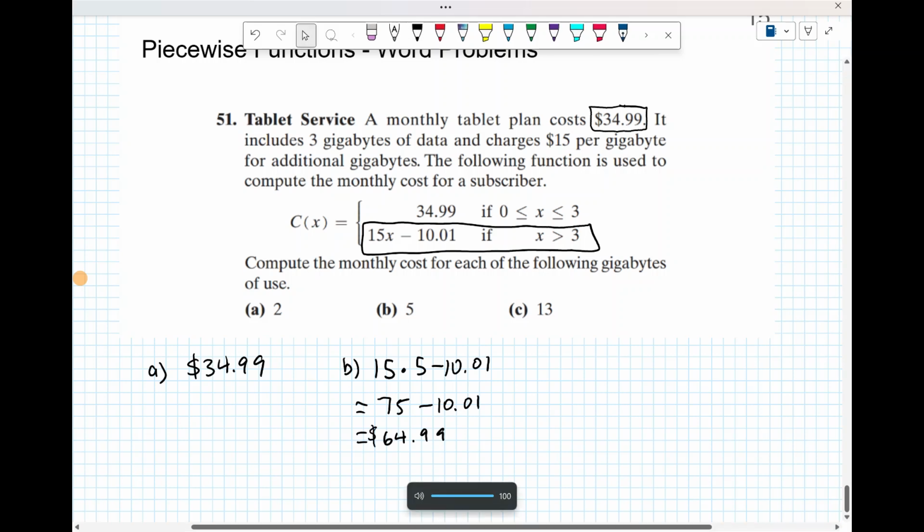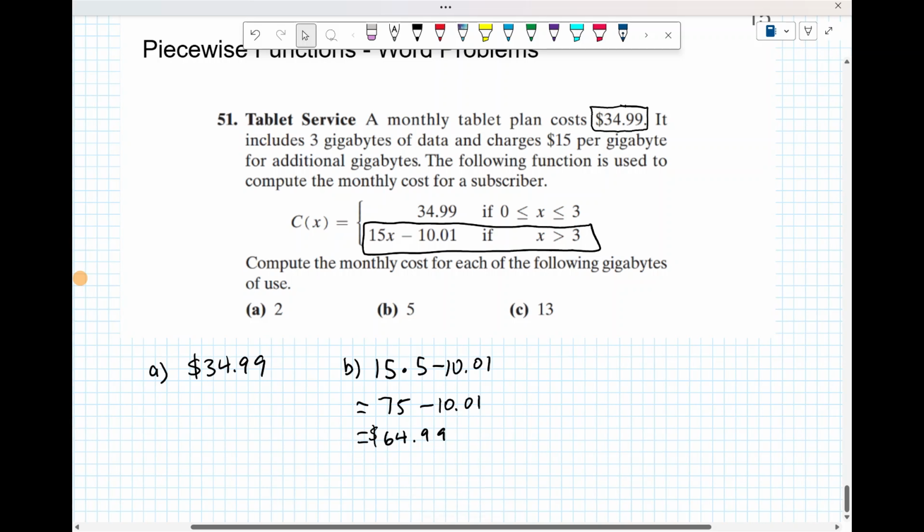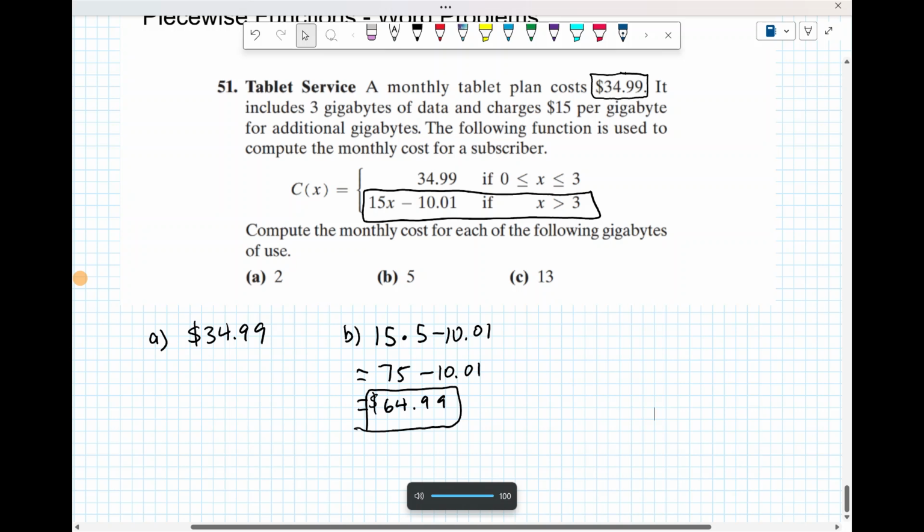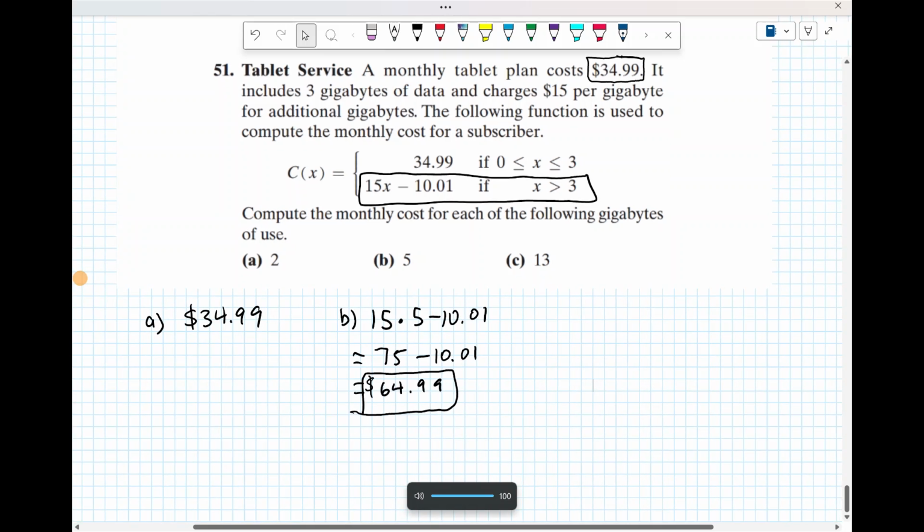Now, to be 100% clear, this is probably not the way most people would figure this out. If I was trying to figure out how much this is going to cost, I would do it like this. It's going to be $34.99 for the first 3 gigabytes, right? Plus I get an extra 2 gigabytes.